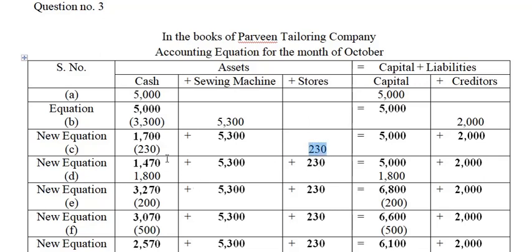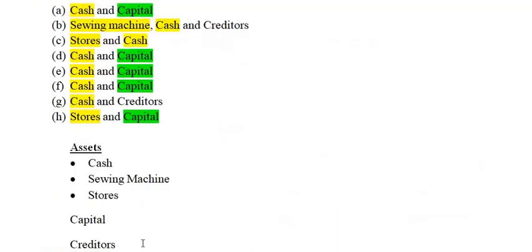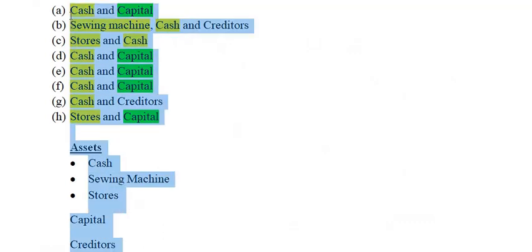Again after that you will write a new equation. 1,700 minus 230 will be 1,470. You will write sewing machine as it is in the new equation, and 230 for stores, and this capital and creditors. Remember that this working note should be in front of you, because this will guide you.